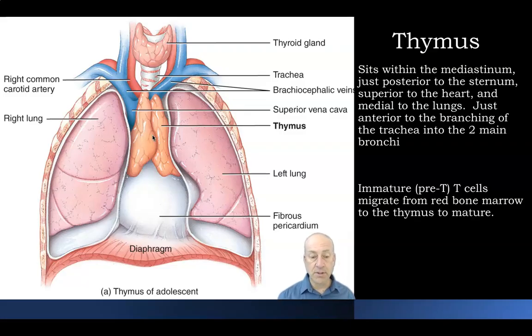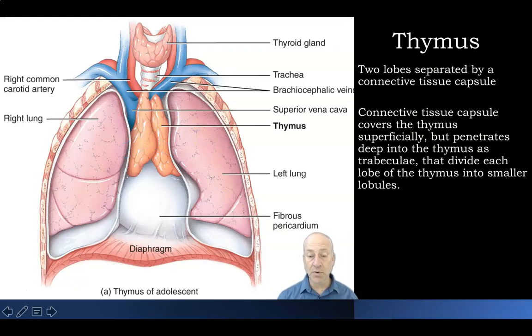The thymus is going to be shown, again, right in this position. It's going to sit within the mediastinum. It's going to be completely posterior to the sternum, superior to the heart, medial to both lungs, and just anterior to the branching of the trachea. I'll trace where the trachea would come down, and of course it would branch into the 2 main bronchi, and literally sitting directly anterior to that branching would be this thymus. And this is where the immature T cells, the pre-T cells, are going to come from the bone marrow, and this is where they're going to mature.